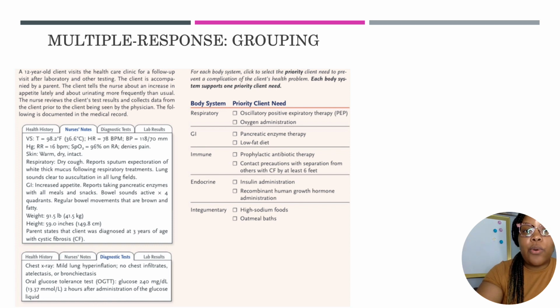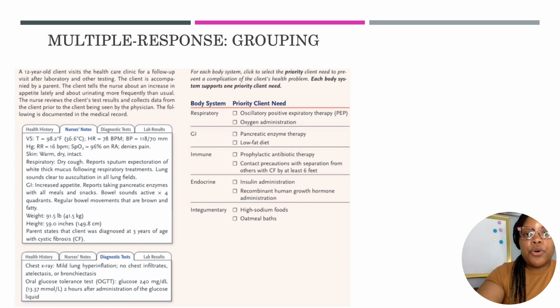So let's read the question. It says, for each body system, click to select the priority client need to prevent a complication of the client's health problem. Each body system supports one priority need. So we're going to go through each body system and decide which is priority. That means which one is most important.